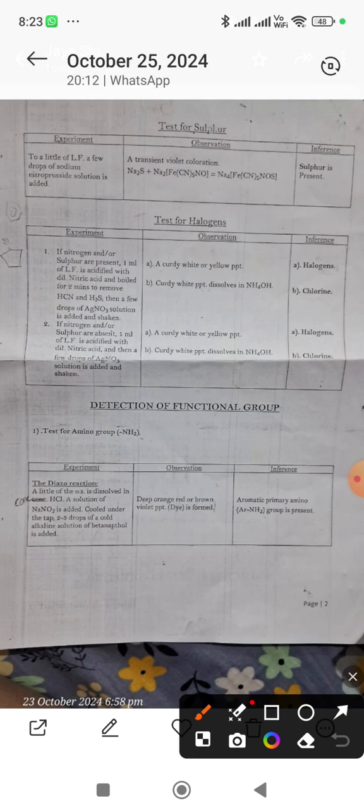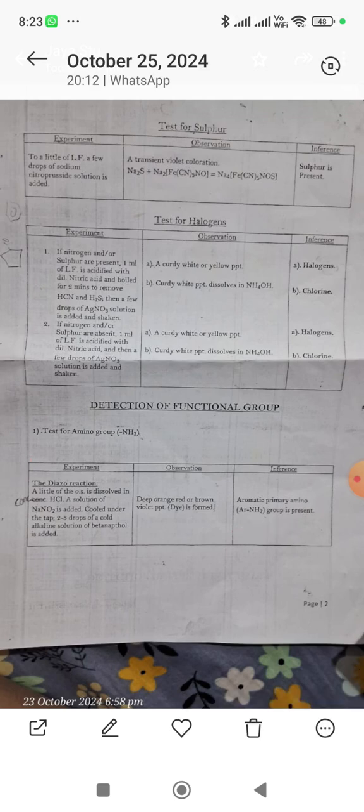So the experiment you will be writing as it is. This part will be the same. But as you can see here, there are so many colors written. Definitely you are not going to write all the colors. You will be writing only the color which you got. I think the sample which you got, which was black in color, that was amino group. So you'll be writing maybe orange. I don't know what color you saw. You'll be writing only that color. And in the inference column, you'll be writing aromatic primary amino group. And don't forget to write down the symbol of the functional group.